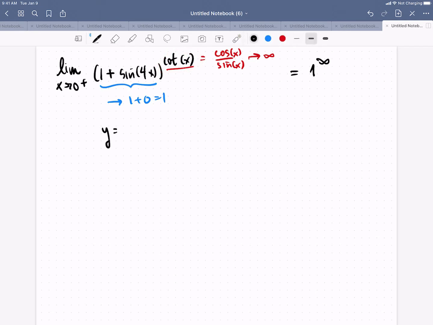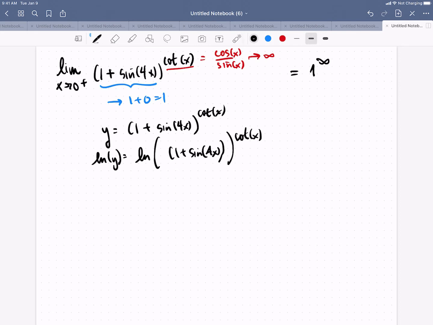So let's write the expression in our limit as y, and then let's take the logarithm of both sides. The logarithm is a standard tool for getting something out of an exponent and down into the base where you can work with it. So actually, if I do this right, it should be like that. By the property of logarithms, that cotangent up there can come down as a multiplier, and we get this.